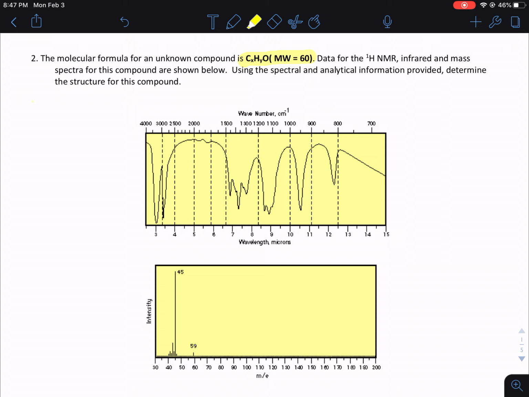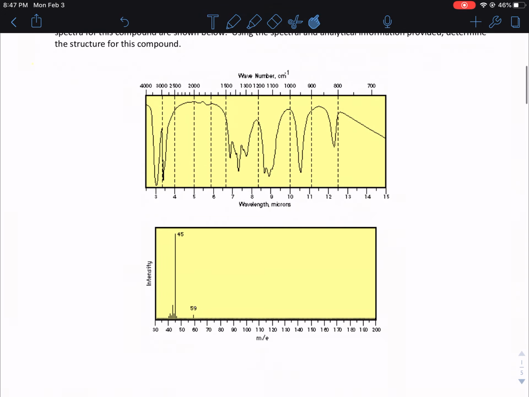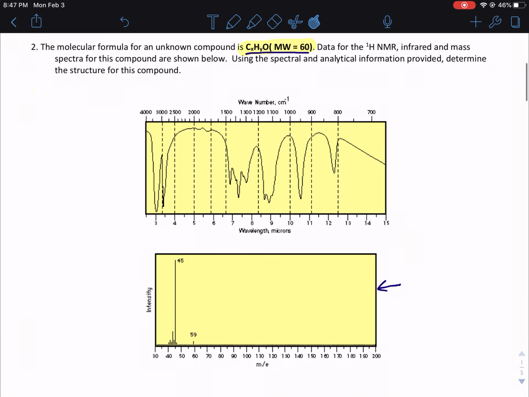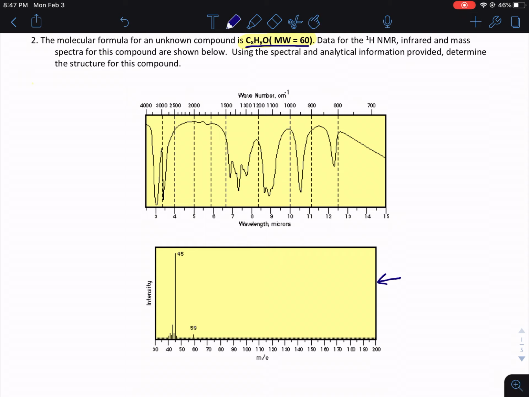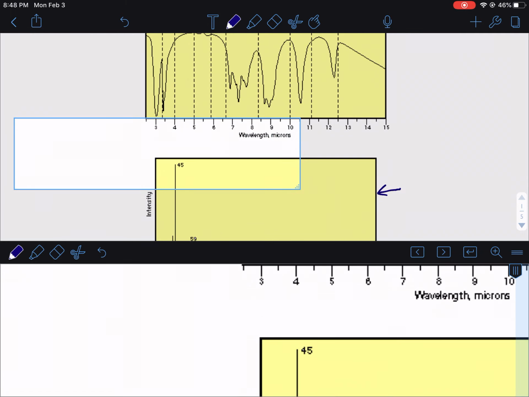So the first step that I would take is to look at the mass spectrum and also use the information that was highlighted. The first thing you want to do is use the template that you were given for the molecular formula to make an algebraic equation. So we were given C subscript X, H subscript Y, and O, right? And we're given that the total molecular weight should be 60.